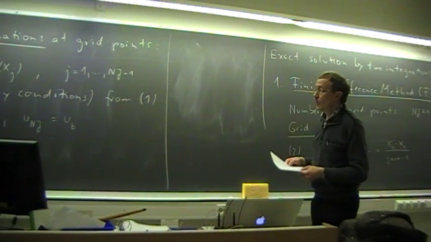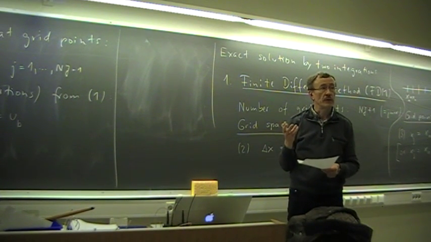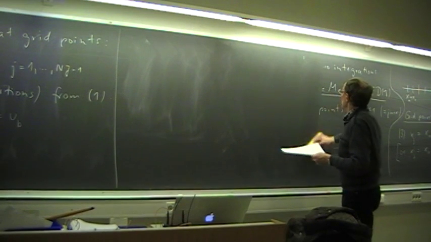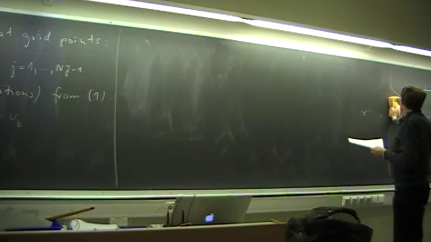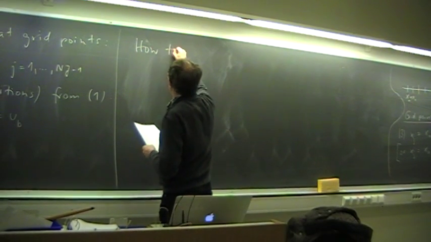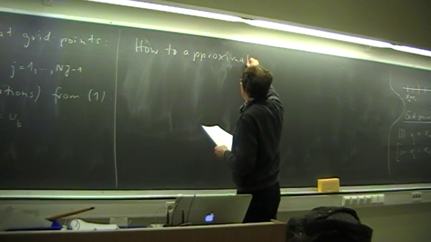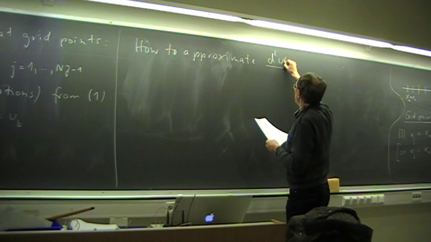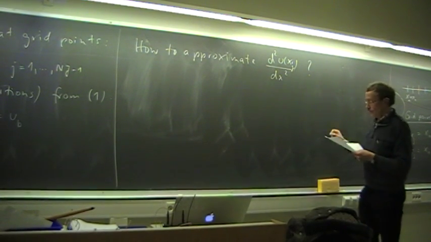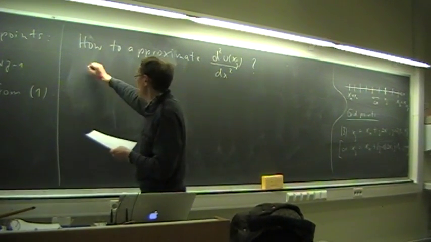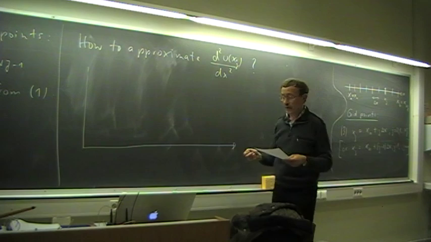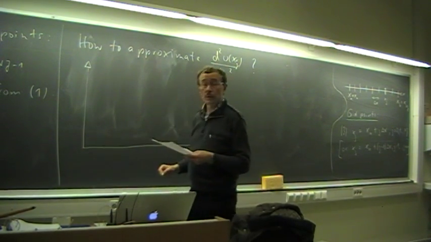So what do we have to do? We have to approximate, in that case, the second derivative. That is the partial, in that case it's the pure second derivative, and that we have to approximate. So let's try to do that. How to approximate the second derivative of u, and we want to do that at the grid points. So that is the question. We can derive that in different ways. I want to take the derivation by looking at it from the definition of the first derivative.